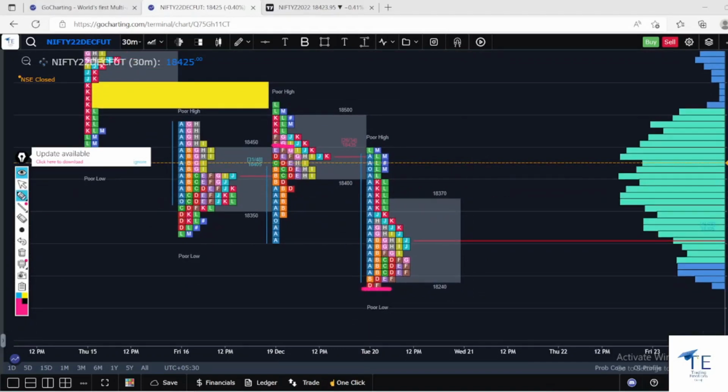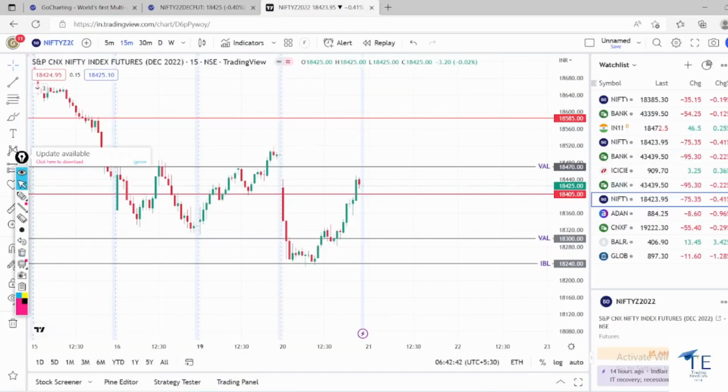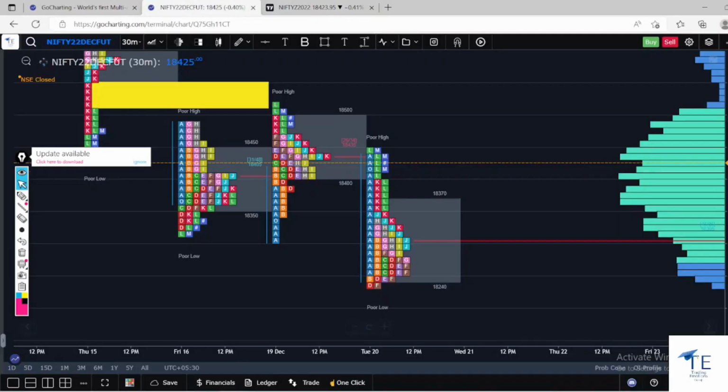Okay, so what is the plan? The market may open flat, that means near yesterday's open or yesterday's close, and the market may get acceptance above yesterday's high. I marked a level in TradingView, 18,470.